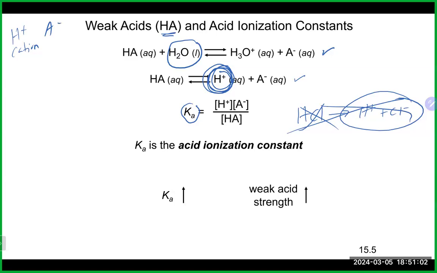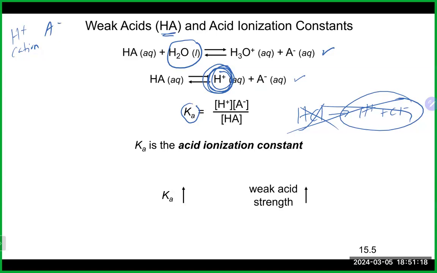That is also a very big flag: if I see a Ka value, I know this guy is a weak acid. So that's a really easy thing to remember as well. You will not have a Ka value for anything that's strong.